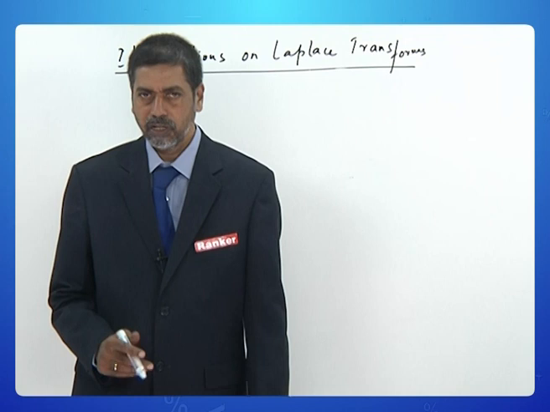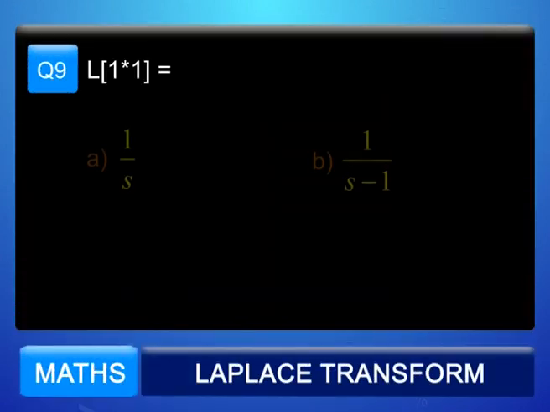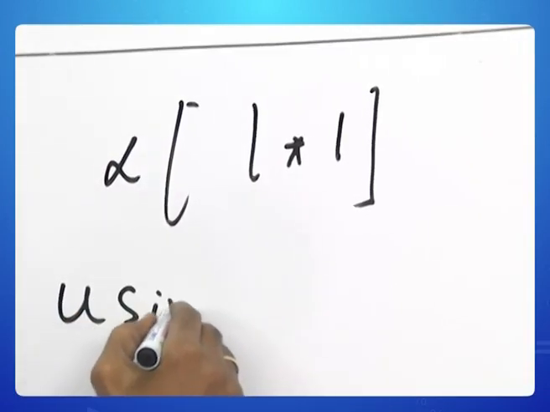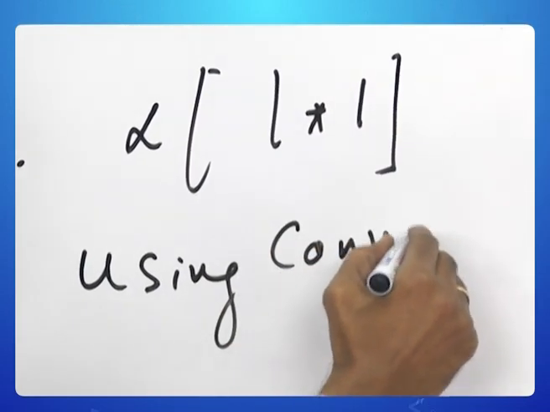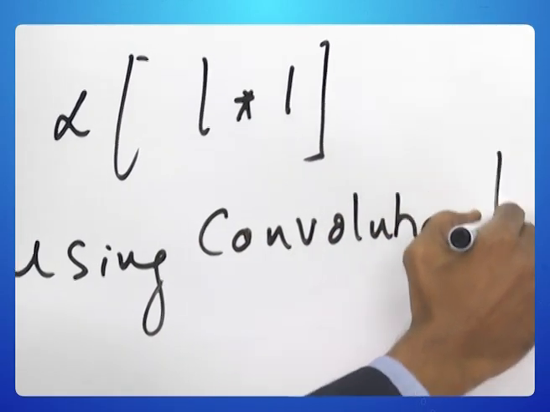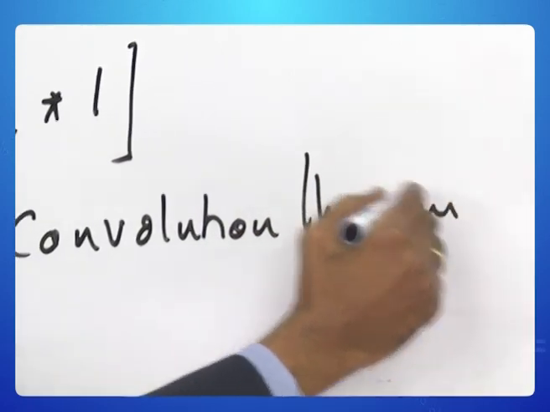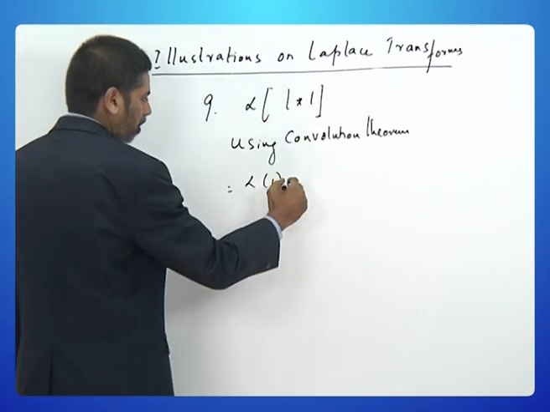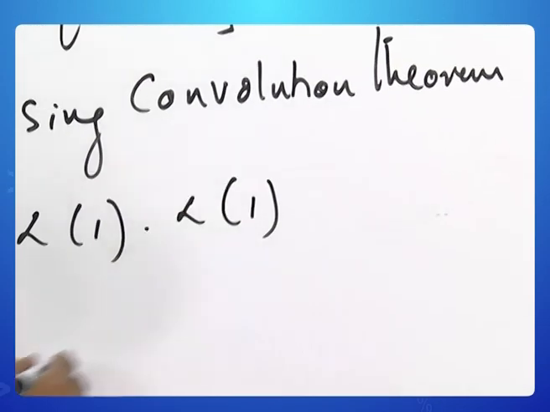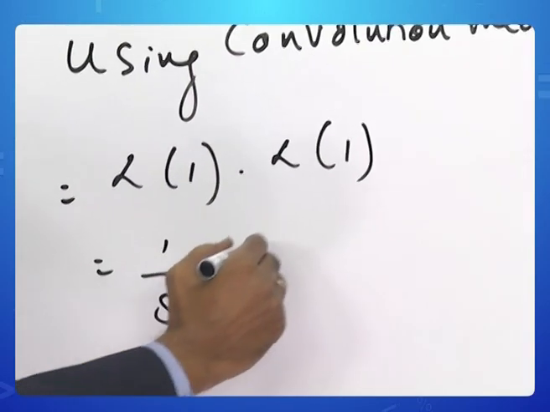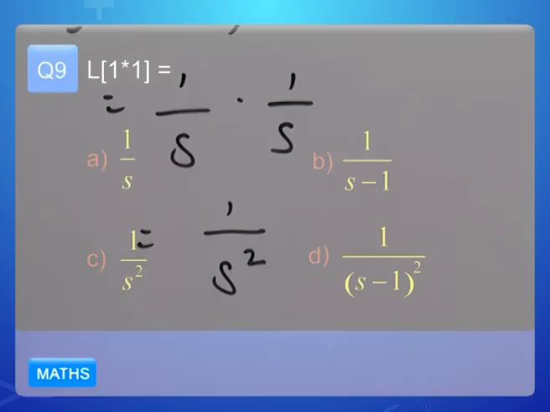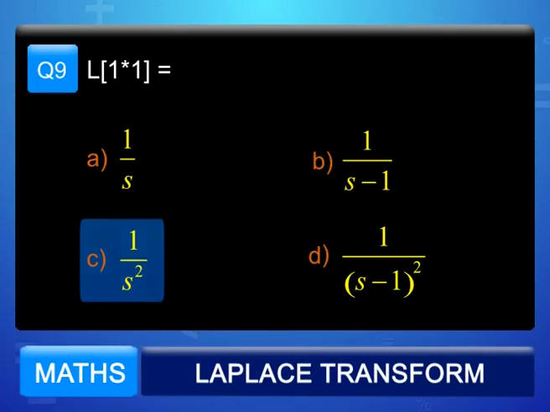So the 9th question, we want to find the Laplace transform of 1 star 1. So using the convolution theorem, you have to simply compute the Laplace transform of 1 into the Laplace transform of 1. So it is 1 by s into 1 by s, which is 1 by s squared. So the correct option will be C.